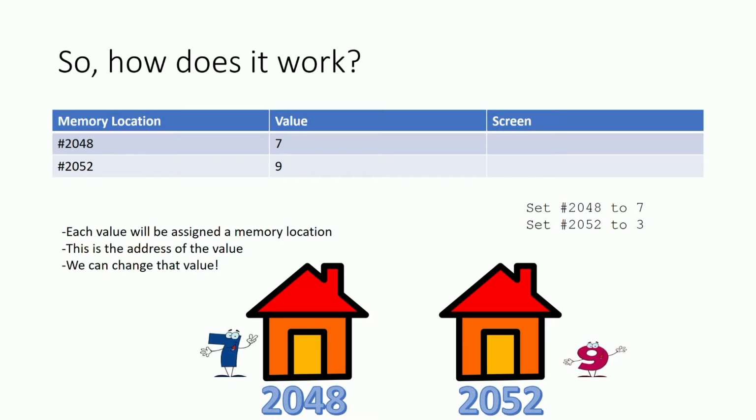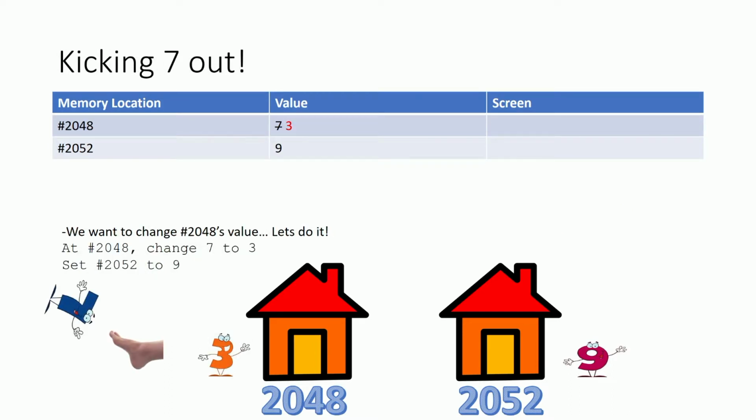So we want to get 7 out of there, and we want to replace him with 3. So how do we do that? Well, bam! Let's kick 7 out, and we'll put 3 in. And now 2048 has a value of 3 instead of 7. And 2052 will still remain with 9. So now we have 3 and 9 in 2048 and 2052.